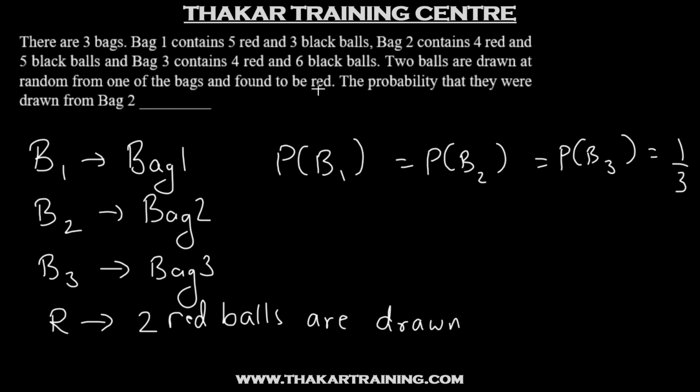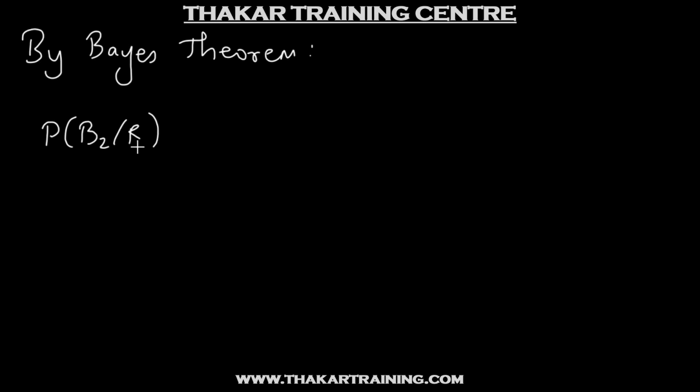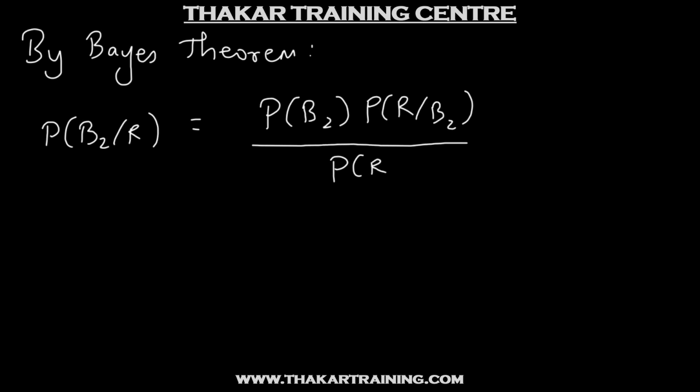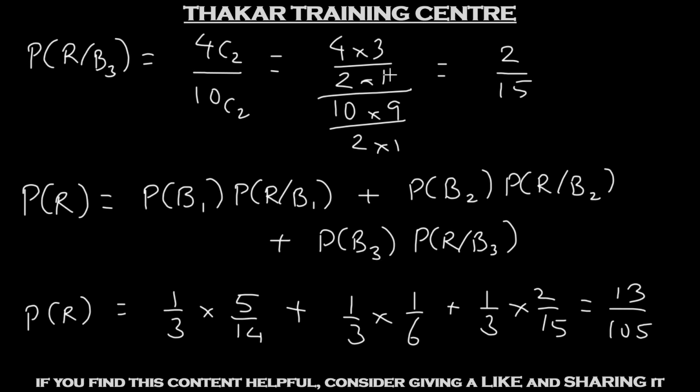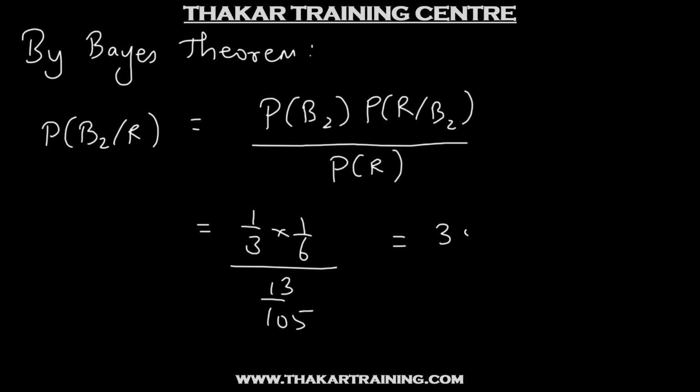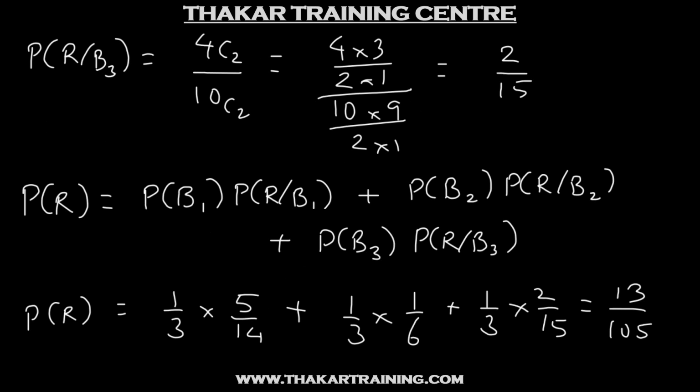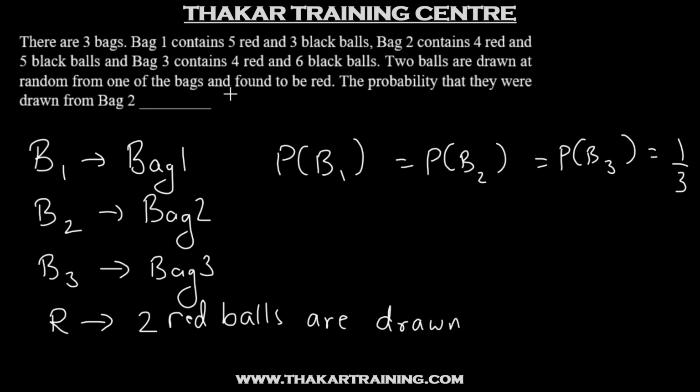It says that the balls are found to be red. Then what is the probability that they were drawn from bag 2? So here we will now apply Bayes theorem. So by Bayes theorem, knowing that the two balls drawn are red, what is the probability that they are drawn from bag 2? So this will be given by probability that bag 2 was selected and the red balls were drawn from bag 2 upon the probability that two red balls were drawn. So this is now 35 by 78. So that will be the answer for this question. The probability that they are drawn from bag 2 will be 35 by 78. You can convert it to decimals.